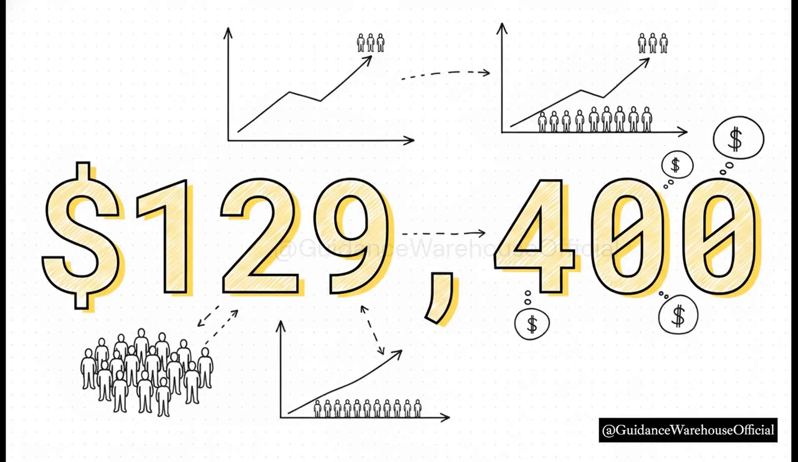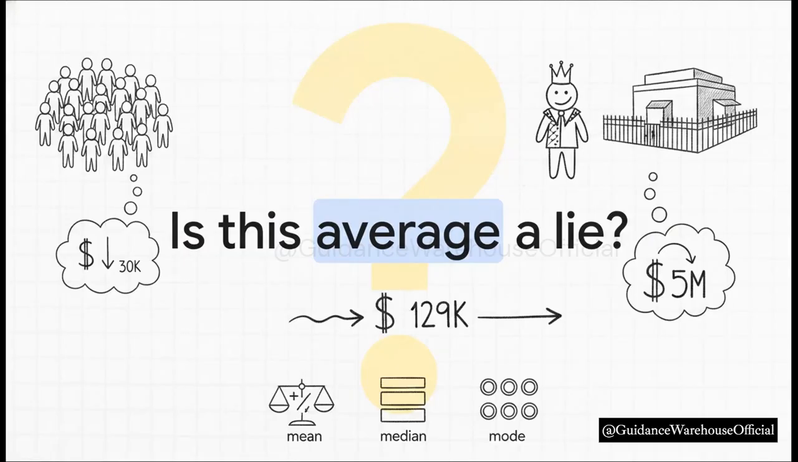Okay, let's actually look at this real-life town scenario. That $129,400 is the actual, mathematically correct average salary of a town with exactly 50 people. Naturally, your brain hears that number and paints a picture of a community where pretty much everyone is taking home six figures. But here's the massive catch.